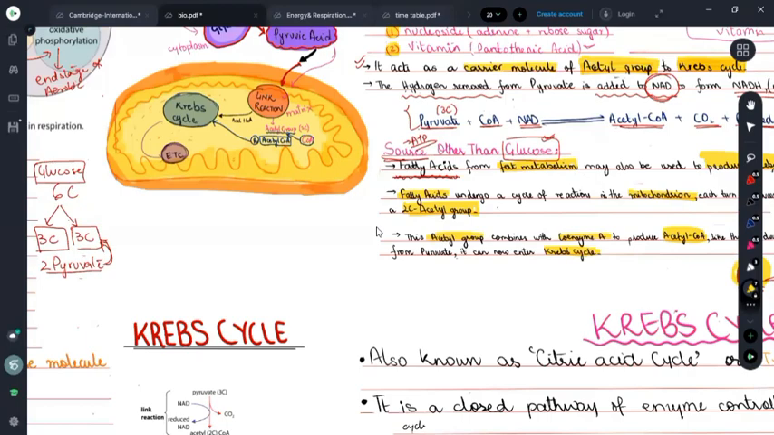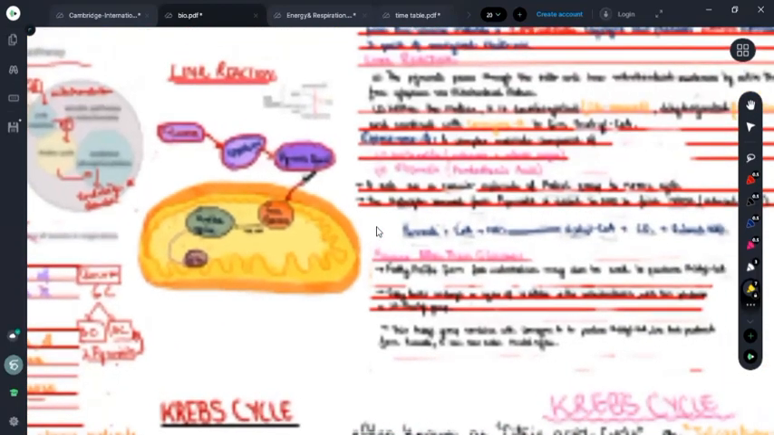So this is the whole about link reaction. Inshallah, in next class we will continue with Krebs cycle.